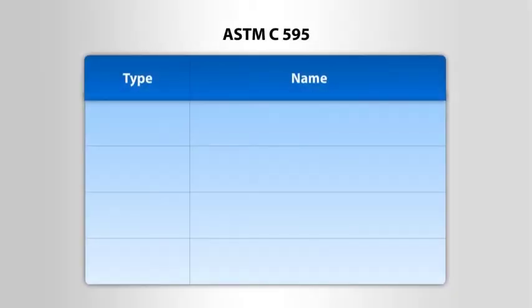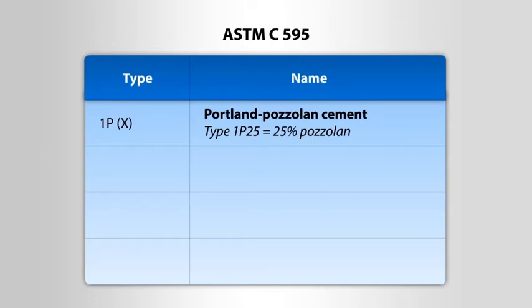This is an example of the different types of cement. We looked at type 1 to type 5 in ASTM C150 and ASTM C595. You have what's called a type 1P, which is a Portland pozzolan cement. The X indicates the quantity of the pozzolan in the blend. So for example, a type 1P25 indicates that there's 25% of the pozzolan in that blended cement. A type 1S is a Portland blast furnace slag cement. Again, the X indicates the quantity of blast furnace slag in the blend.